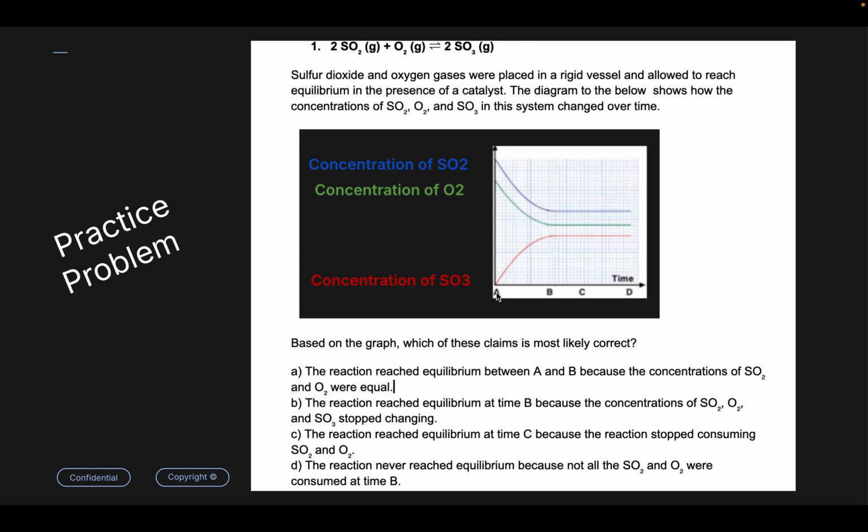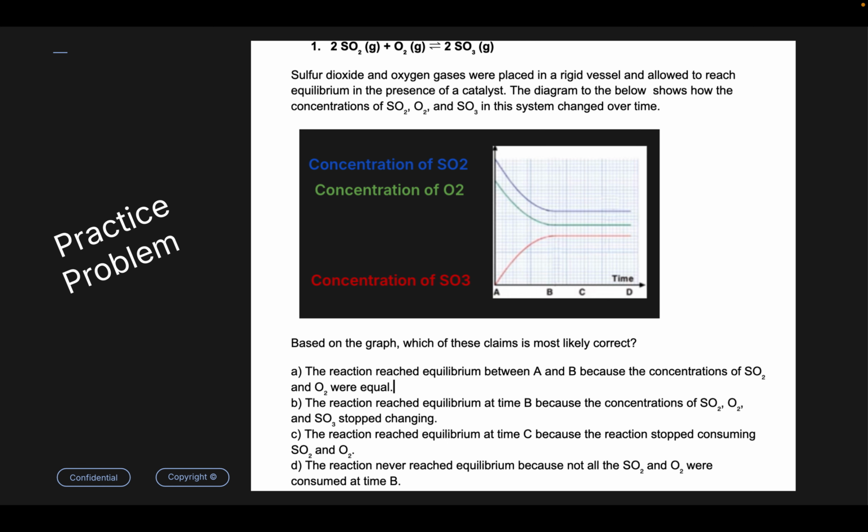Let's move on. Option C: the reaction reached equilibrium at time C because the reaction stopped consuming SO2 and O2. Okay, the reaction has not stopped. When chemical equilibrium is established, it might look to our eyes that the reaction has stopped happening, but it is still actively happening. The forward reaction is happening, the reverse reaction is happening, and there's a lot going on behind the scenes. So the reaction has not stopped, and that's why option C is out.